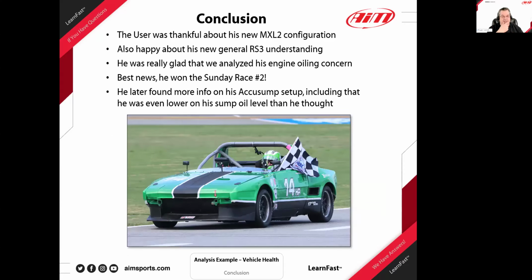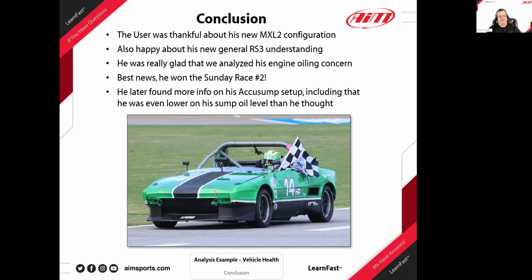So the conclusion on this was kind of interesting. Number one, he was thankful for his new MXL2 configuration. We were able to send that to him while he was at the track, and got him up and running, which was good. And we chatted a little bit, and his new general Race 303 understanding was helpful to him. So that was a good thing.